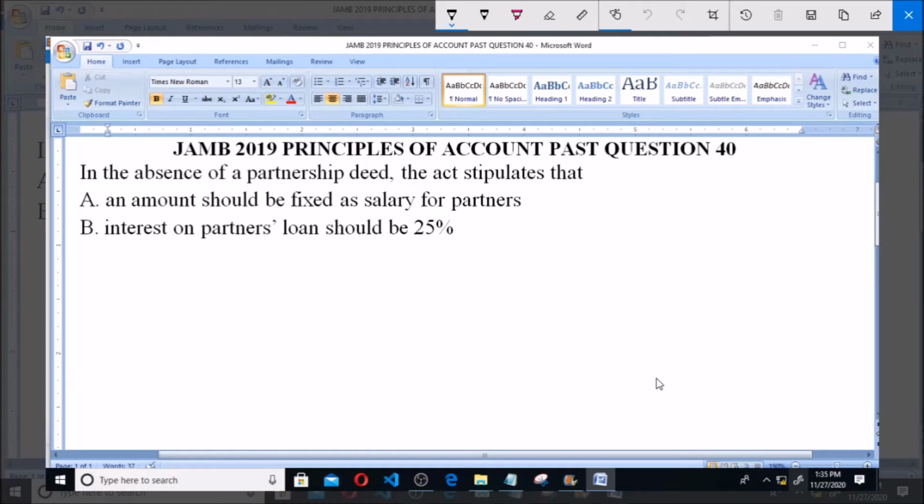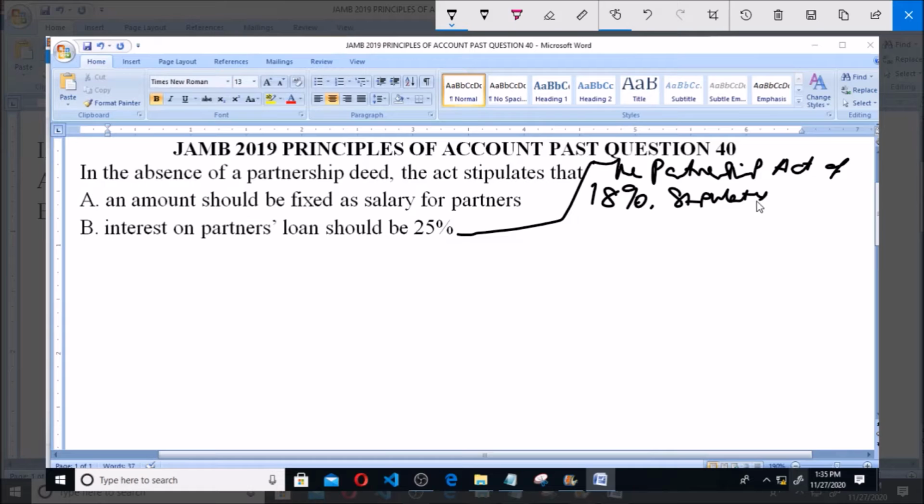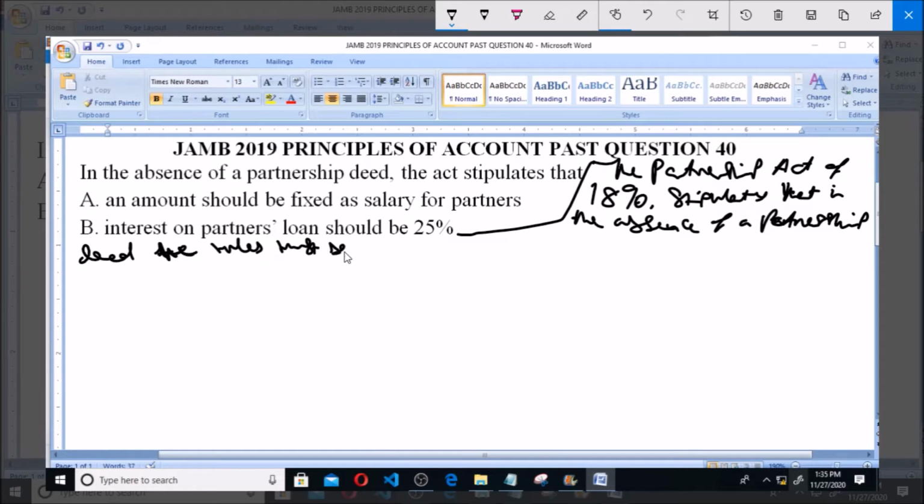2019 Principles of Account past question number 40. In the absence of a partnership deed, the Partnership Act of 1890 stipulates that in the absence of a partnership deed, the following rules must be applicable.